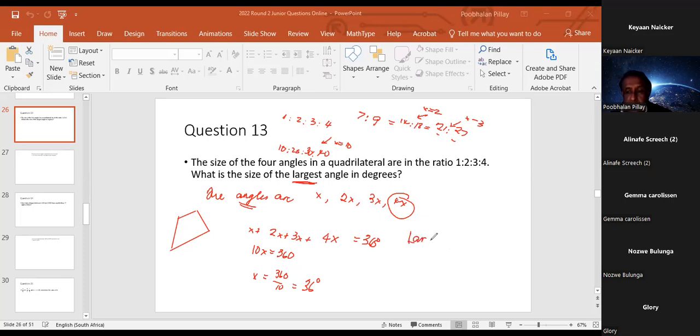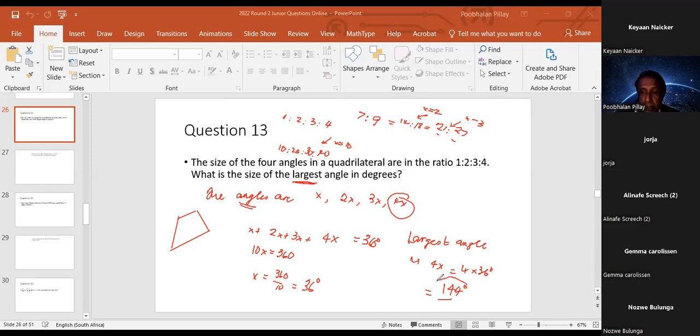So the answer to the question is 4x, and we just calculated x. So that is 4 times 36 degrees. When you work that out, it's 144 degrees. So the largest is 144 degrees, and that's what we are asked. Find the largest of these angles. So that's the answer to question 13. The answer to question 13 is 144 degrees.